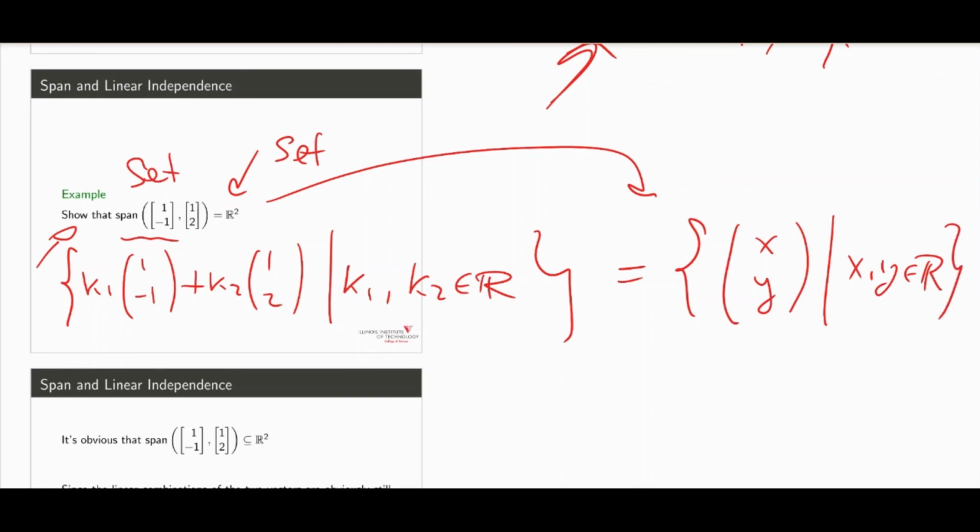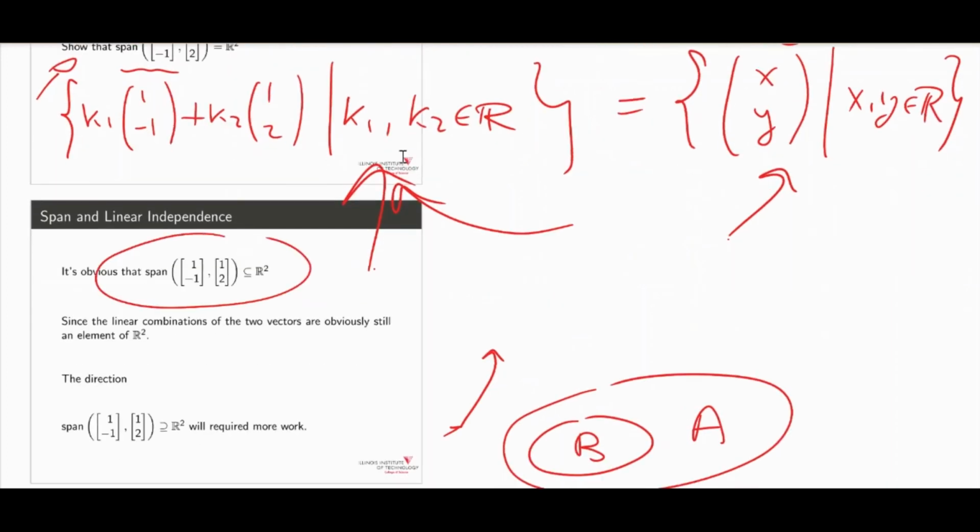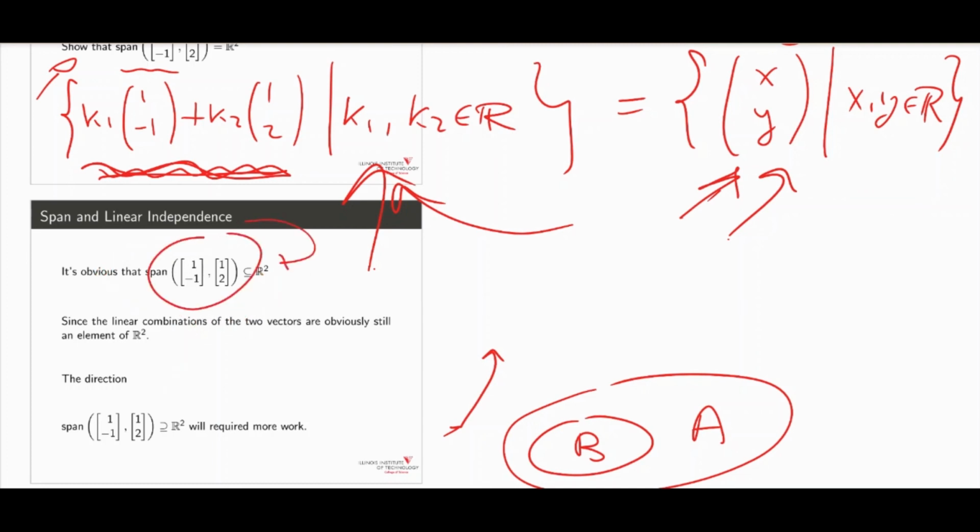So you want to show that these two sets are the same, which means every element in here is in here. One obvious thing is that this inclusion is easier. You see that this inclusion is obvious because everything inside this span is a vector that looks like this, obviously a vector in R2. So everything in the span is in R2. This is the obvious direction.